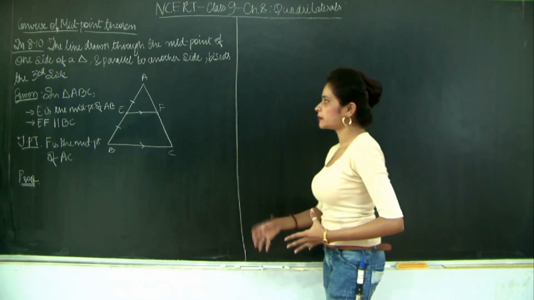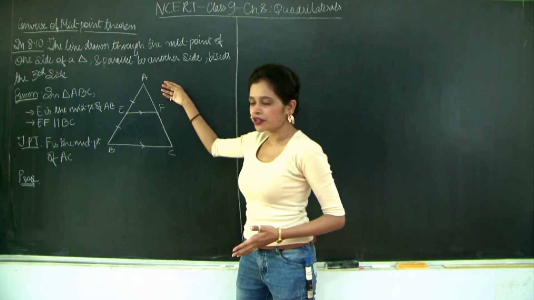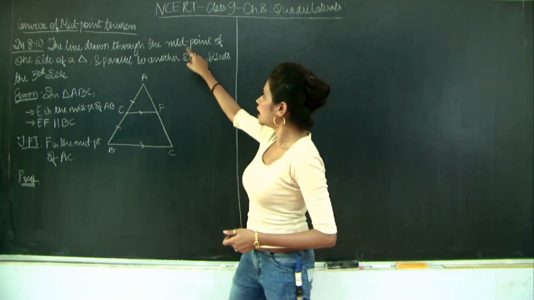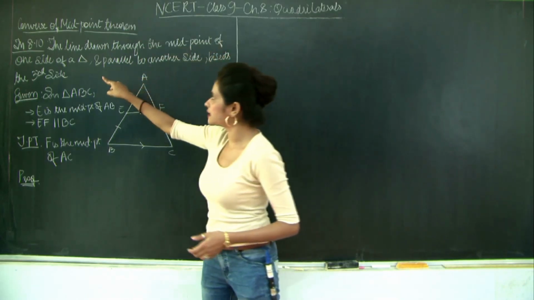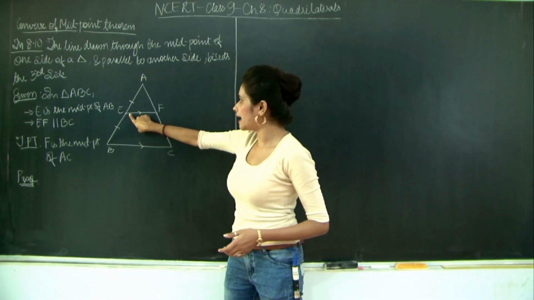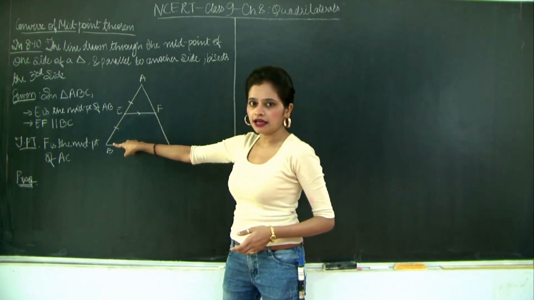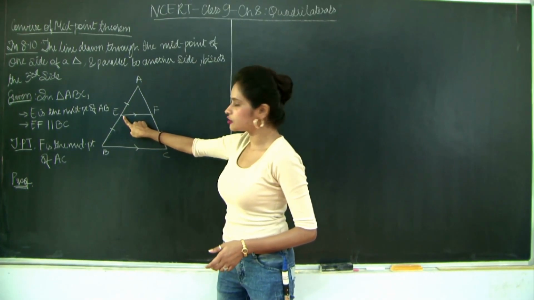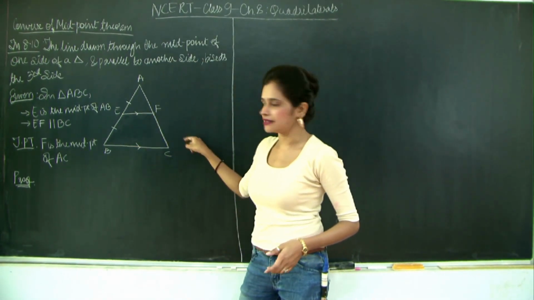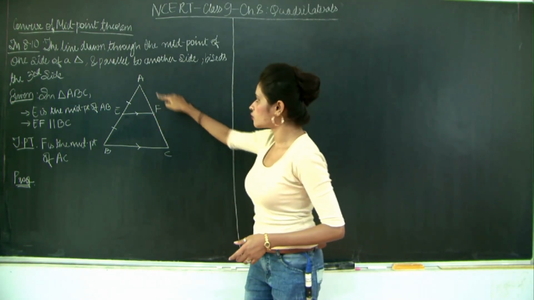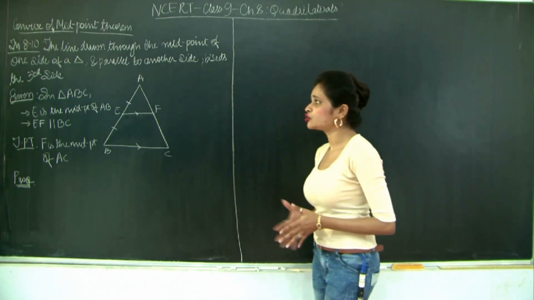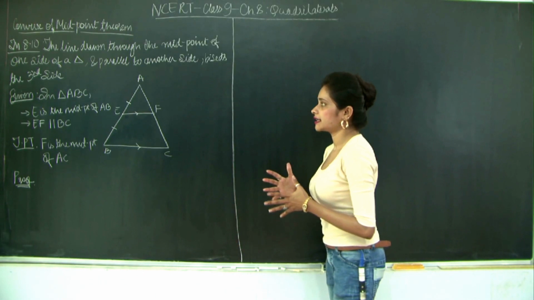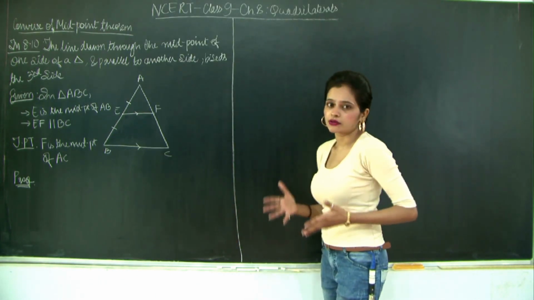According to the given statement, we have drawn the required triangle ABC such that E is the midpoint of AB. This satisfies the first condition, the line drawn through the midpoint of one side of the triangle. The line is parallel to another side, so EF is parallel to BC and F lies on the line segment AC. We need to prove that F is the midpoint of AC, that is, AF is equal to CF.